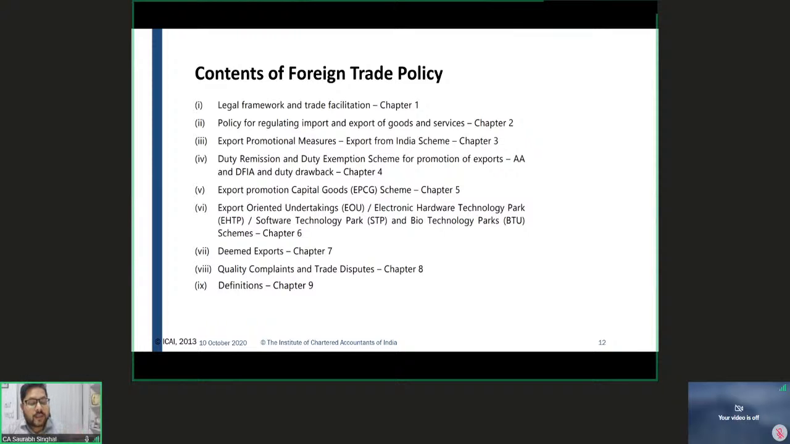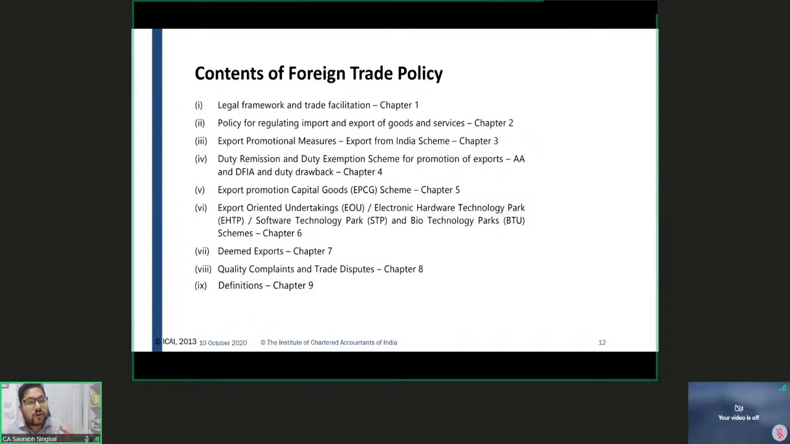Chapter 3 is for export promotional measures, so reward schemes. Chapter 3 is for reward schemes. There are 3 types of schemes in chapter 3. First one is MEIS. Second is SEIS. Third is status holders. Those are there in chapter 3.